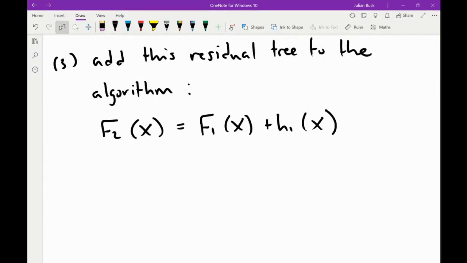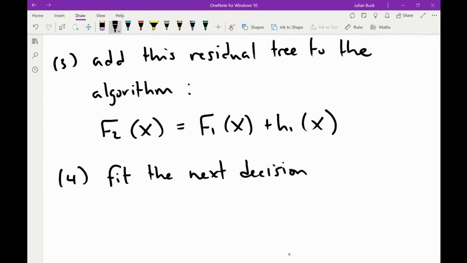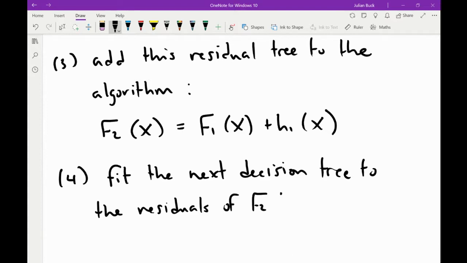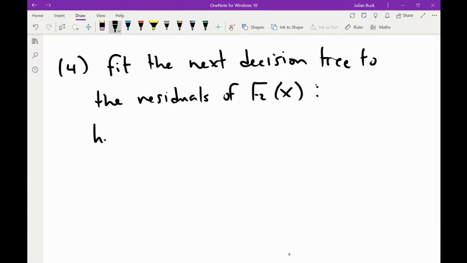All right, so now F2 itself has problems, right? So step 4, fit the next decision tree to the residuals of F2 of x. So let's call that H2. So H2 of x is y, the actual target values, minus the predictions given by F2. So there's our modeling on the residuals. Okay. Add this tree to the algorithm.